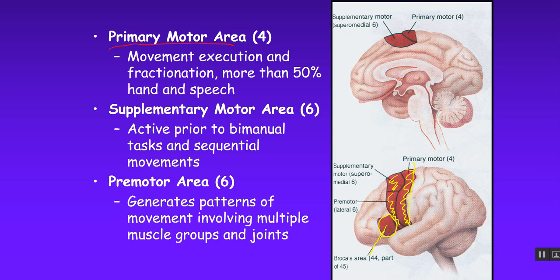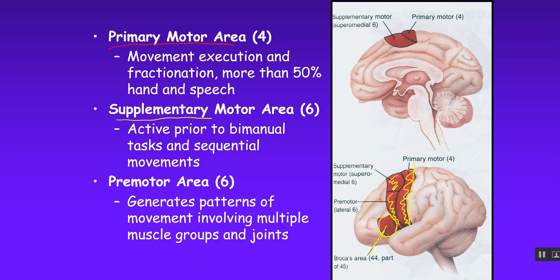Primary motor area is for movement execution and fractionation. More than 50% of that area is dedicated to hand function and speech. Just like a lot of sensory real estate is associated with the hand and face, so is a lot of motor function. Trying to form words, trying to manipulate objects and work all those little muscles in your hand takes a lot of processing power, okay?